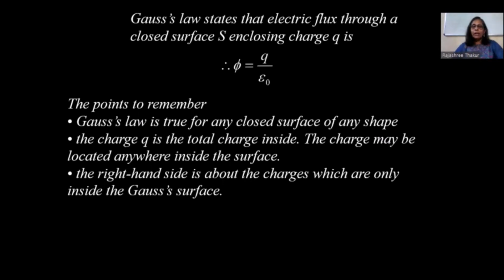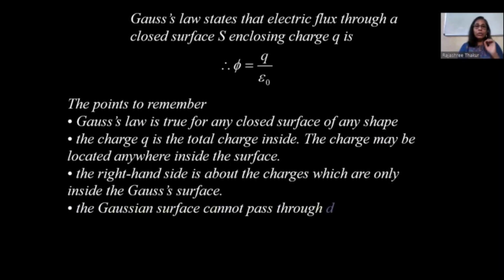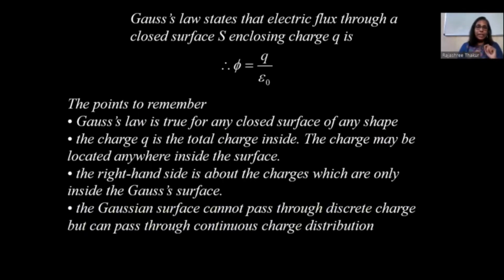Okay. The surface which we choose here is called Gaussian surface. And this Gaussian surface cannot pass through discrete charges. We have to take care that it should not pass through discrete charges, but it can pass through a continuous charge distribution. It is easier to calculate electric field when there is symmetry. So hence, we should choose a suitable Gaussian surface.